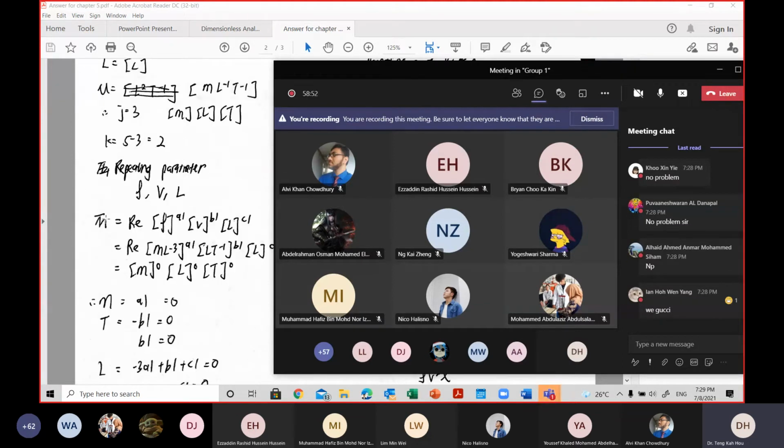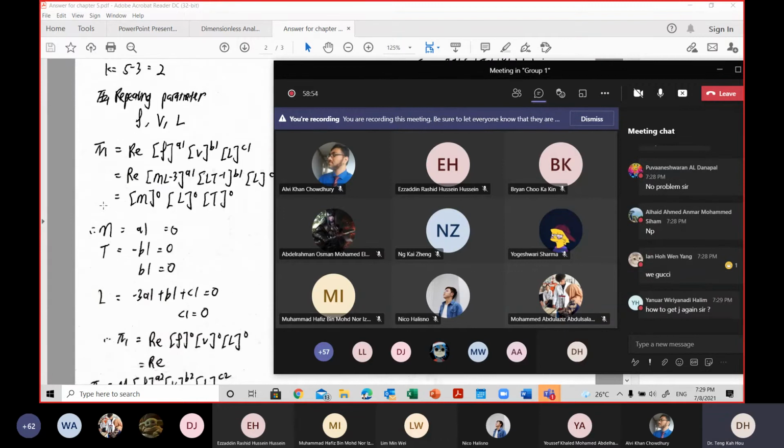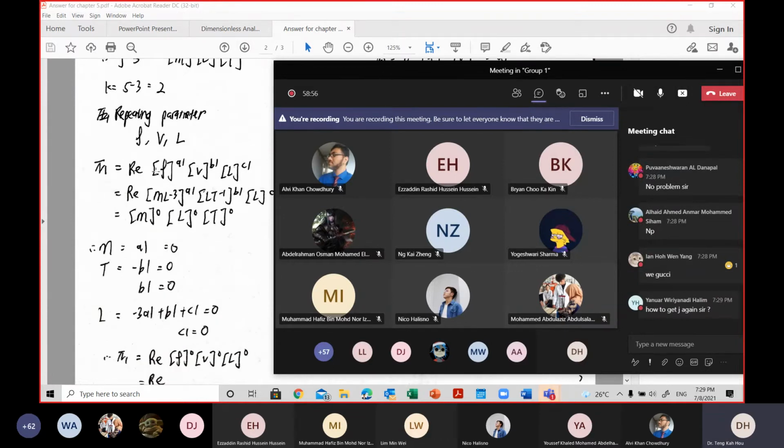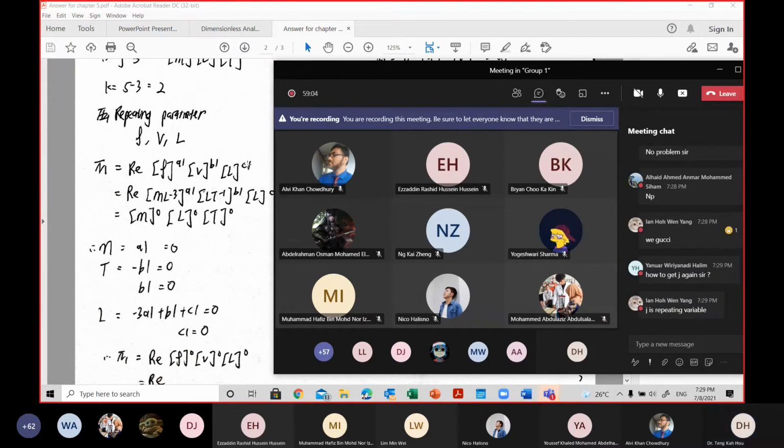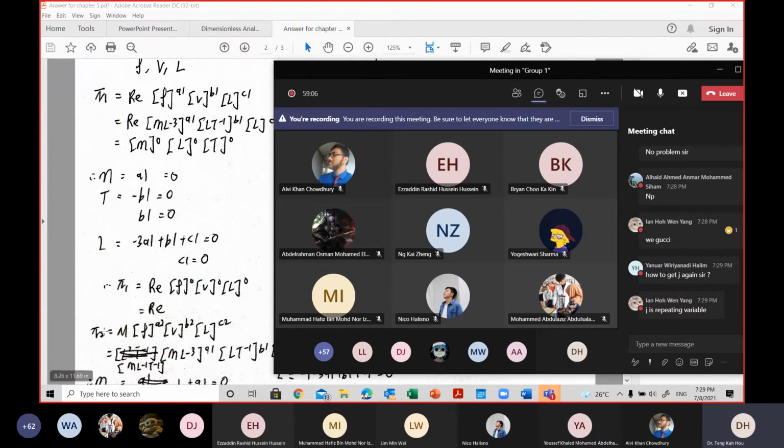So now repeating parameters, everything is done. Now comes to step 5. You need to write 2 pi, am I right? I know pi 1 equals RE, put in all the repeating variables, have A1, B1, C1. And your pi 2, put under your mu, A2, B2, and C2. Write down this first.